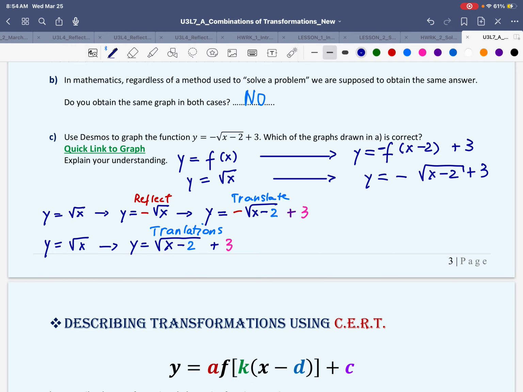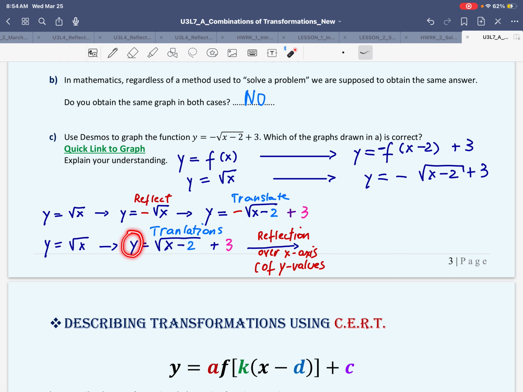Now, next we are going to reflect this. So this is going to be a reflection of the y values, or reflection over the x-axis, same thing. So I'm going to write y values because that is important in this case. It can help us understand it better. So if you are reflecting the y values, then what that means is that the y values now are becoming the opposite of what they were. So negative of what they were.